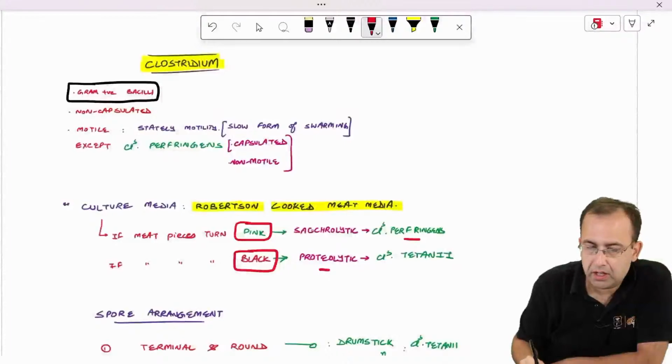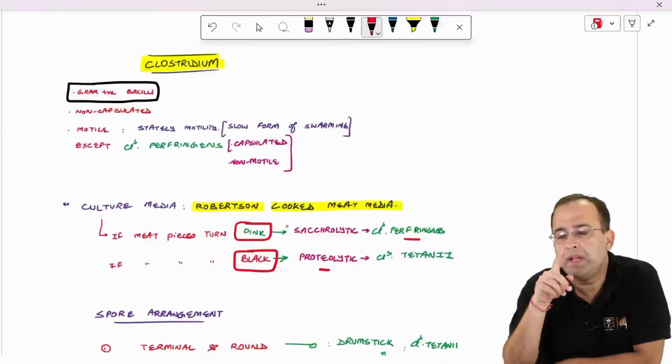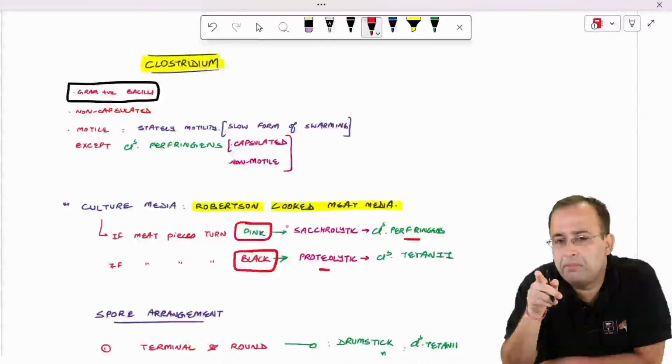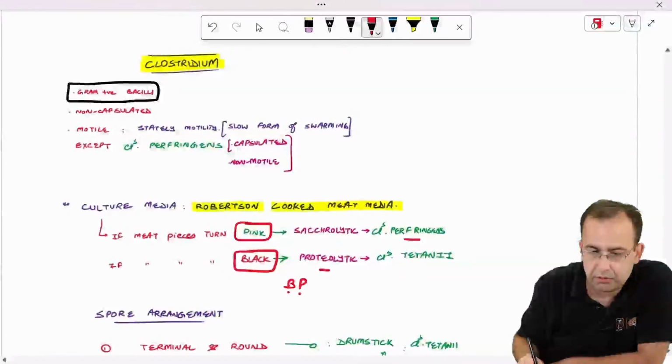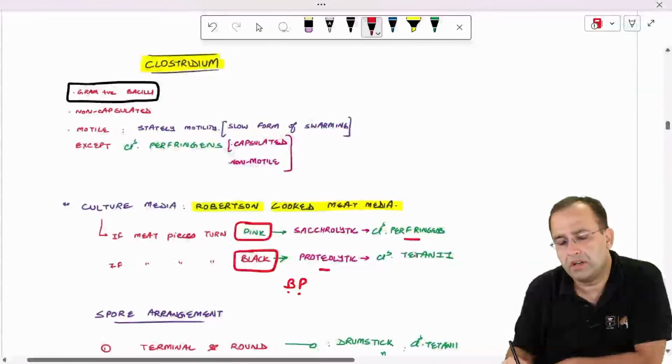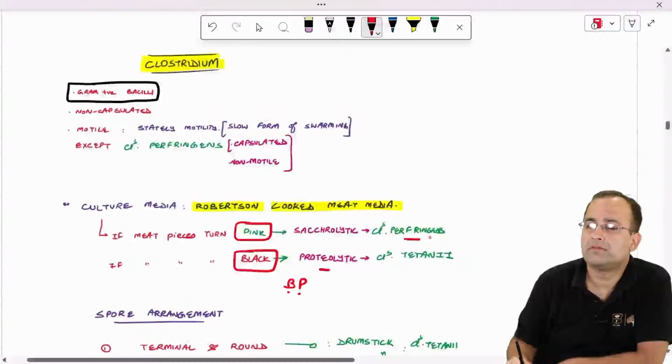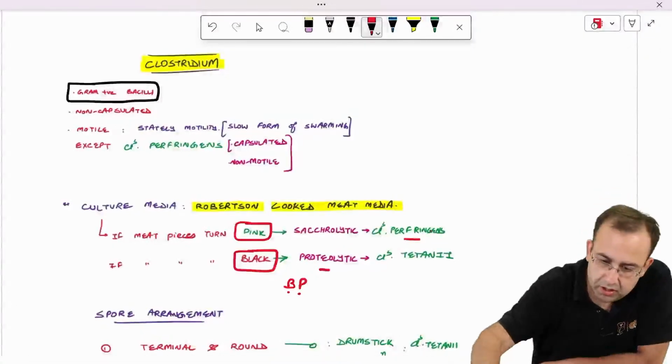So pink is saccharolytic. PS, you write it down. Pink is saccharolytic. Black is proteolytic. BP, black is proteolytic. That is Clostridium tetani. Pink is perfringens. Next point.